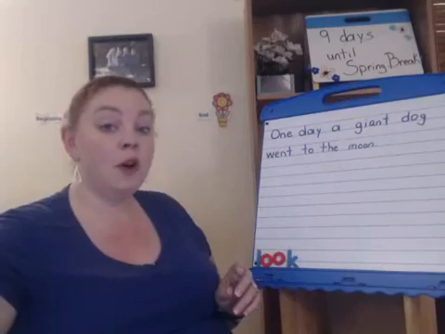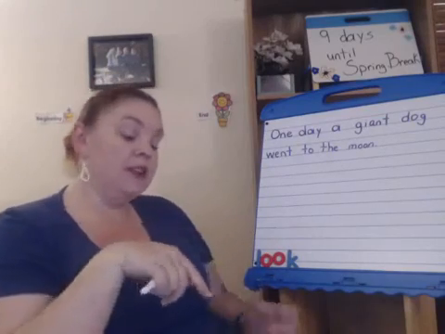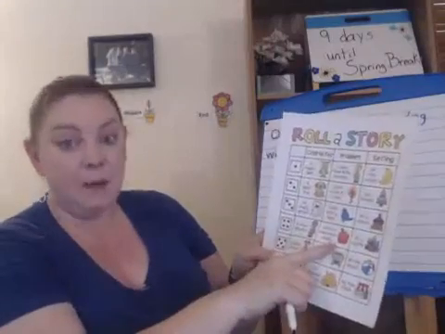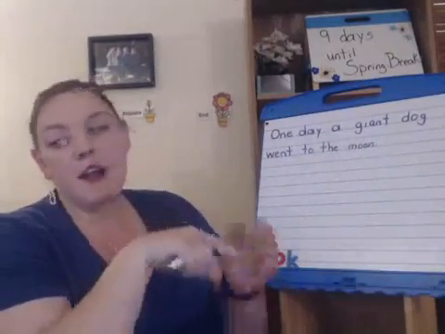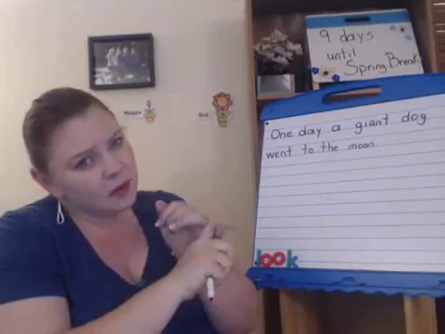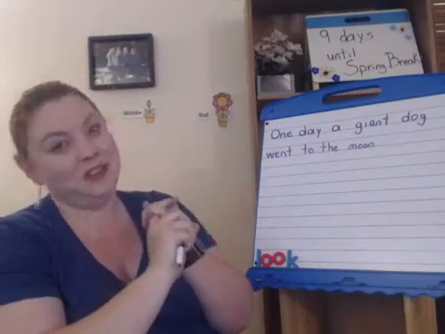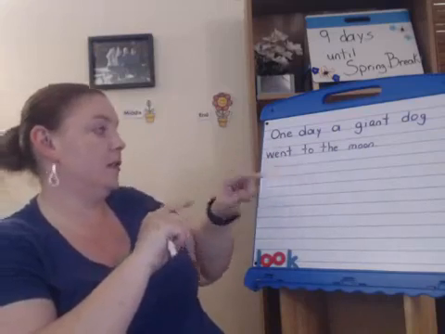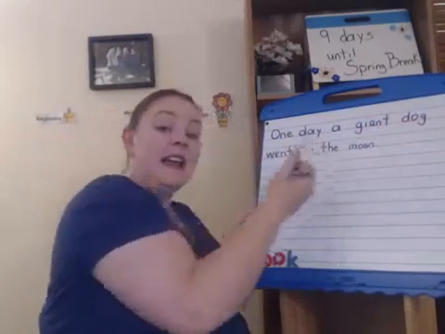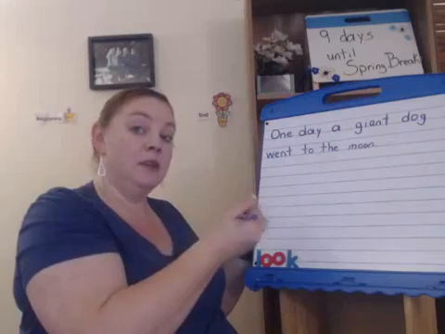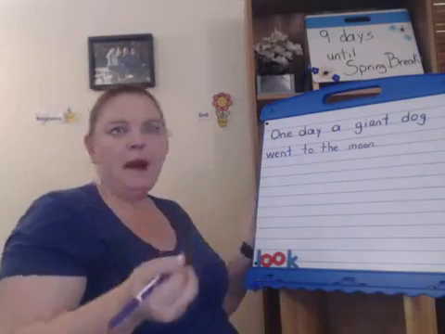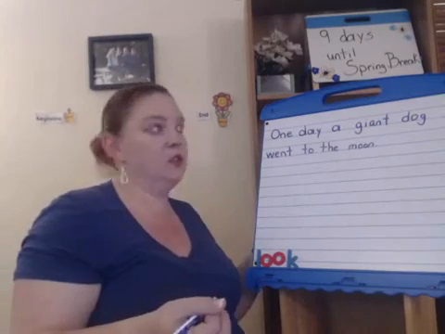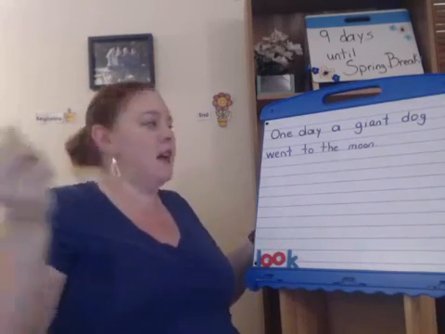Now we're going to add another sentence underneath it. We're going to tell what our problem is. Remember, our problem was he ate a poisonous apple. Now, if I'm writing about a giant dog on the moon, is this a real story? No, this is a fiction story. So anything can happen in a fiction story. One day, a giant dog went to the moon. I'm going to say he found an apple tree. Well, I know that's crazy, but it's a story. It's not a real story. It's a fiction story, so I can make it have anything I want in it.